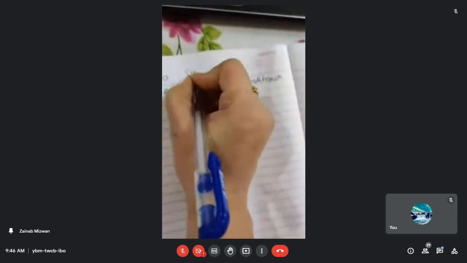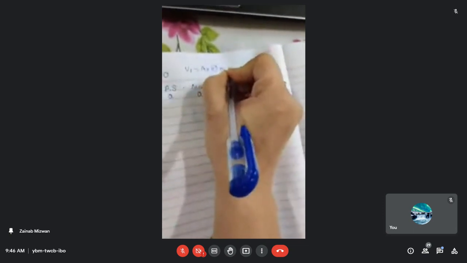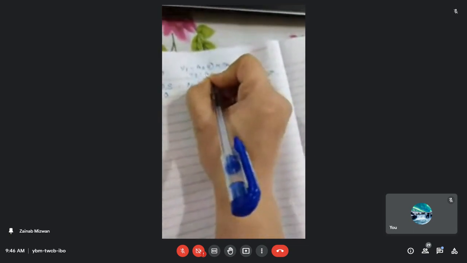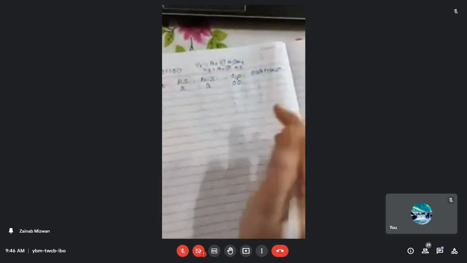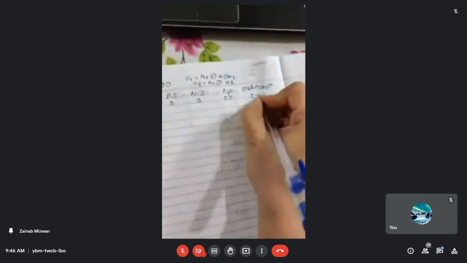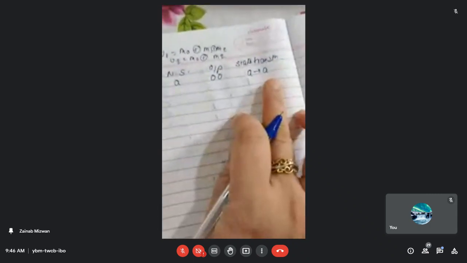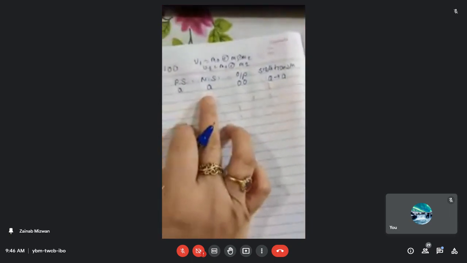Again, I will write the equation for V1. What is the equation for V1? M0 XOR M1 XOR M2. And the equation for V2 is M0 XOR M2. So we have these two equations. Now the state transition will be from A to A only, because the present state and the next state are both the same over here.